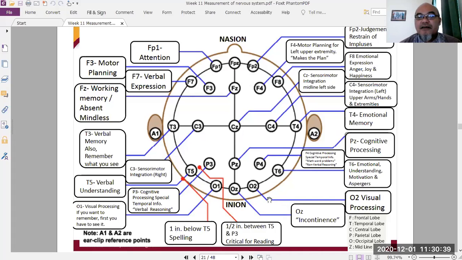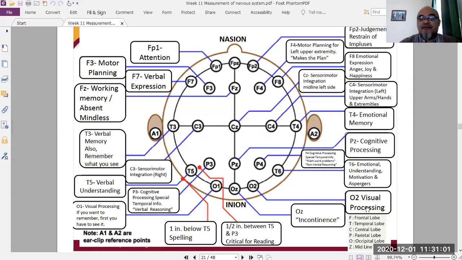Occipital lobe. OZ here is for the back, the occipital part. One half in between T5 and P3 is the part that is critical for reading. Then this one, 1 inch below T5, and this left part is for spelling.